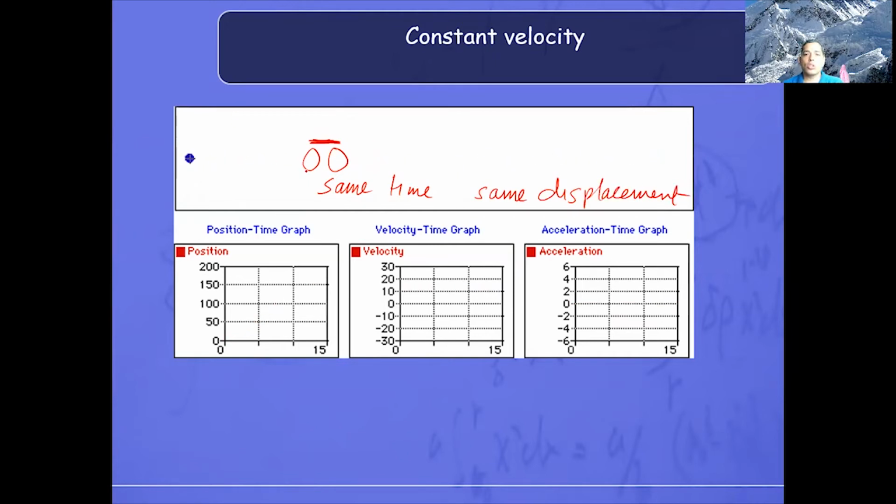Okay, so take any 2 points. The displacement is the same and the time is the same. Suppose this is 1 meter and it takes 1 second to go from here to here. Similarly, this is 1 meter and it takes 1 second to go from here to here. So if the same displacement is covered in the same time interval, then the velocity is called constant velocity.